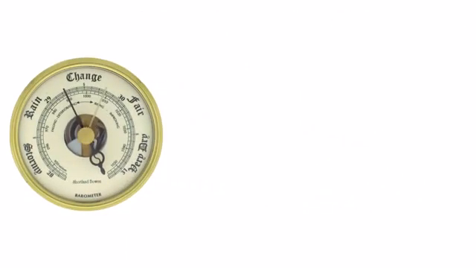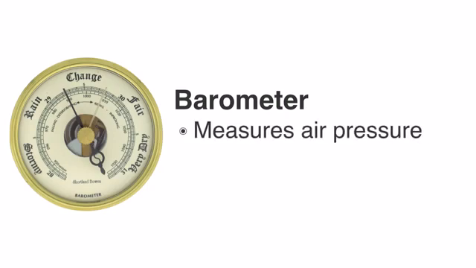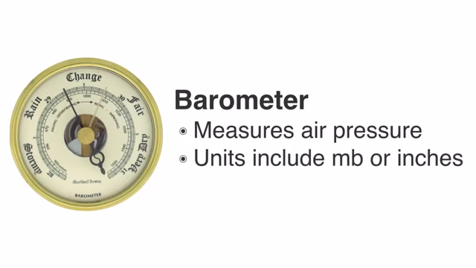Our next instrument will be a barometer. Now, a barometer is going to measure our air pressure, and its units include millibars or inches. Essentially, the barometer measures how much the air is pushing down on the surface of the Earth. This is important because the air pressure has a big impact on whether the conditions will be wet or dry.